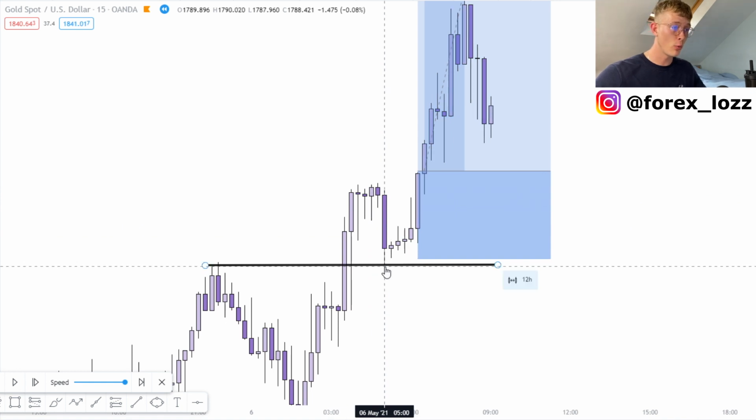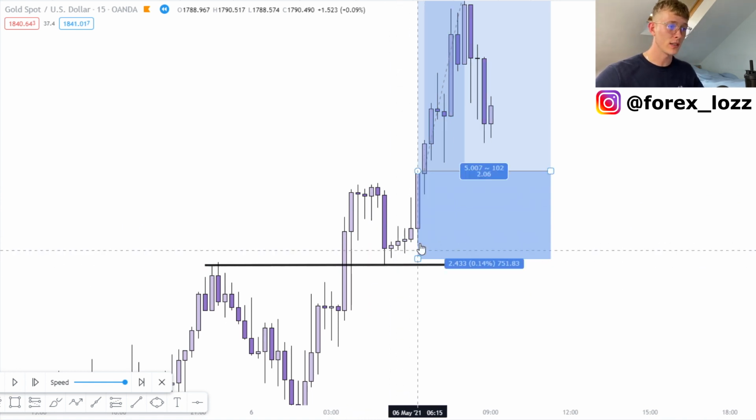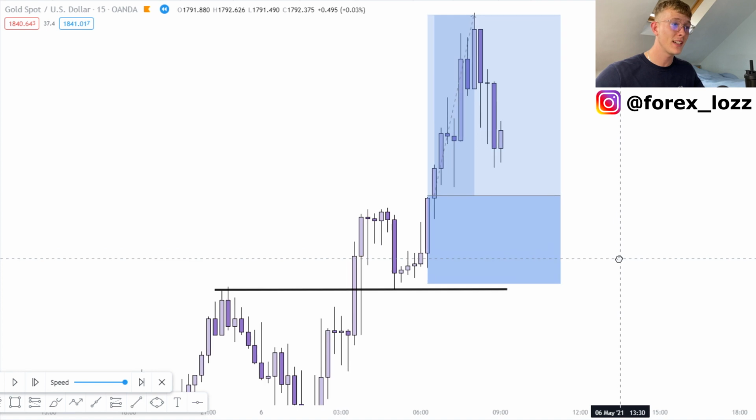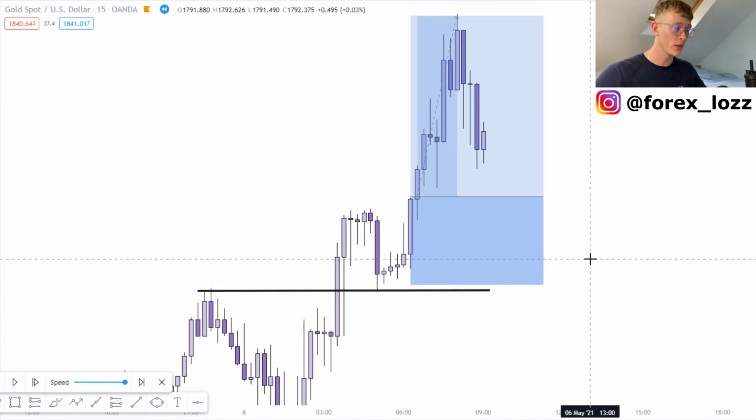We see that price has pulled back. We see multiple wick rejections. We see the momentum shifting, which is indicating to us that the trend is potentially going to continue.